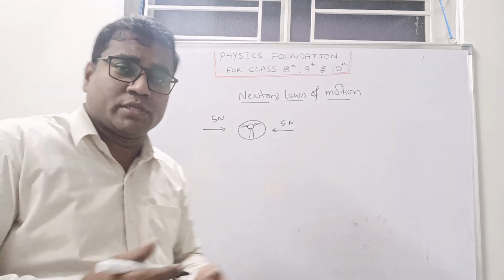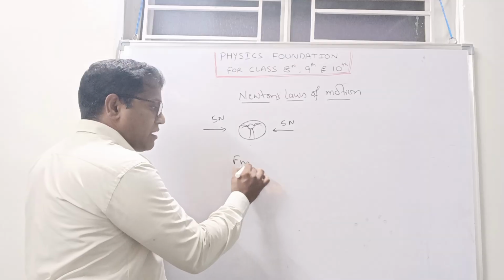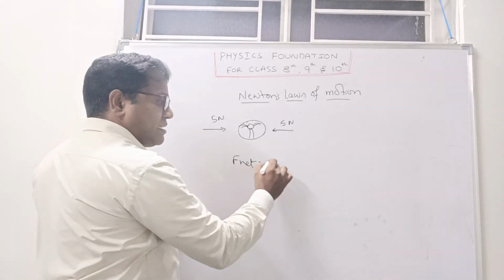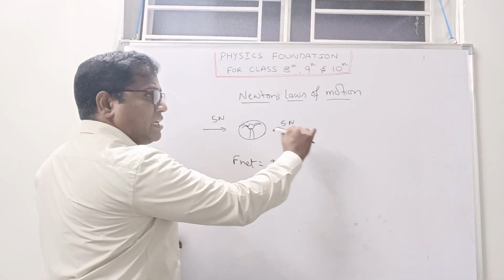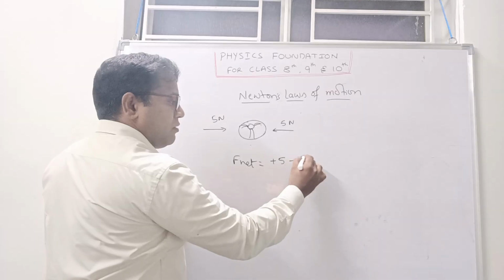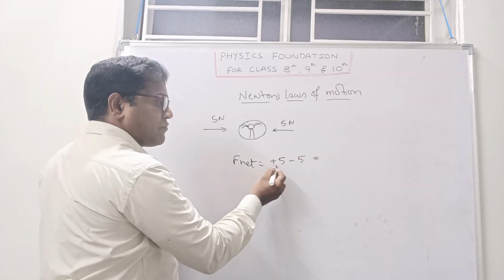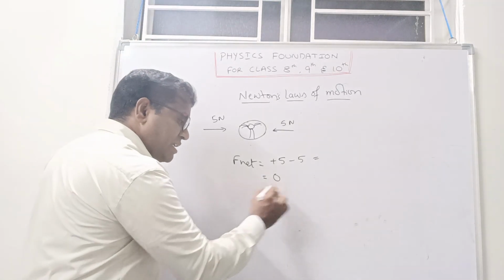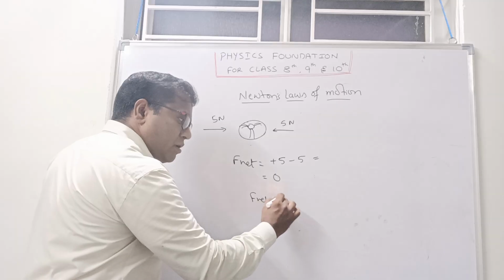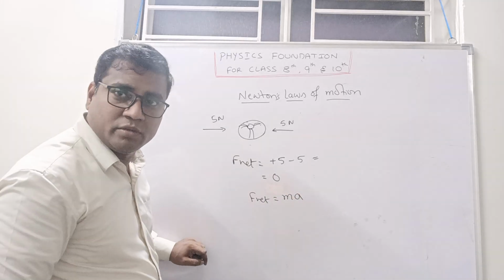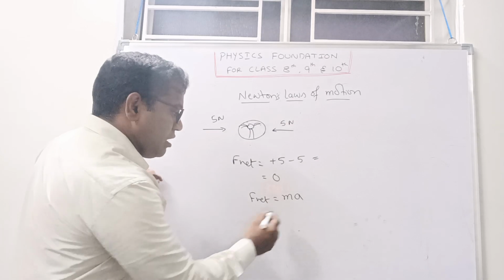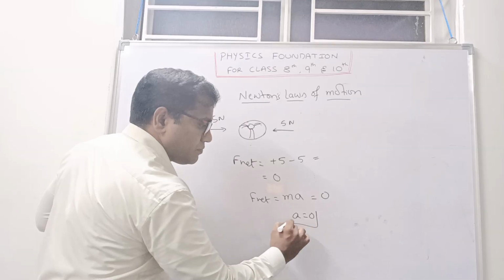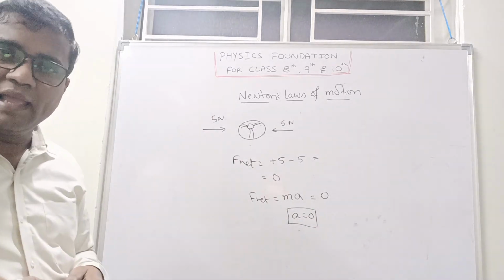So I will calculate the net force. F net can be written as, this 5 is moving towards the positive x-axis, so I will write plus 5, and this 5 is moving towards the negative, so it is minus 5. So F net is plus 5 minus 5, which is 0. F net is equal to 0. We know F net is equal to mass into acceleration. F net, how much did I get? 0. So a is equal to 0.